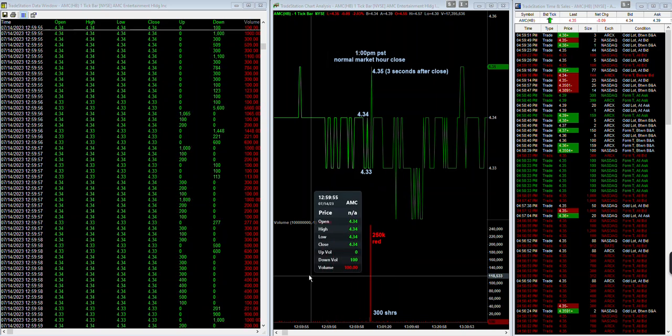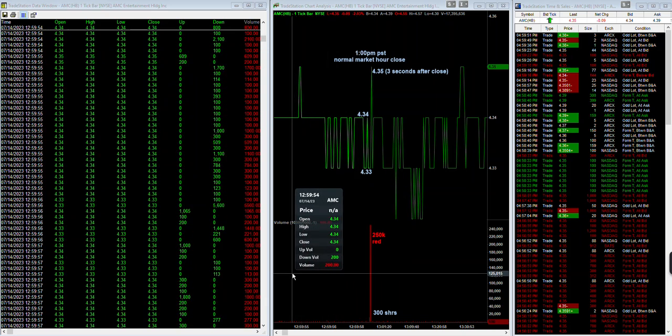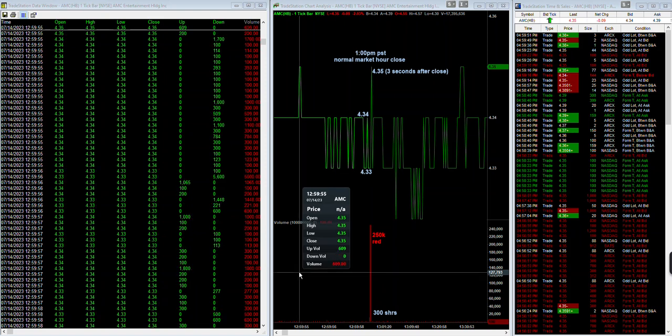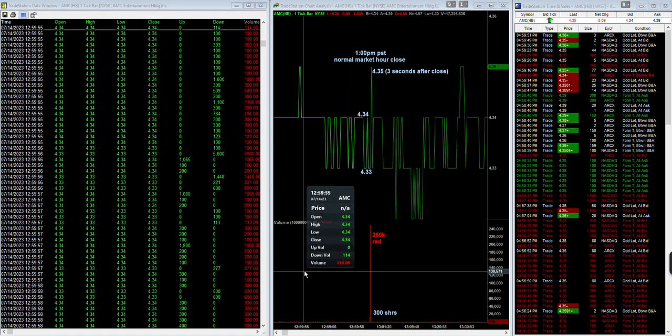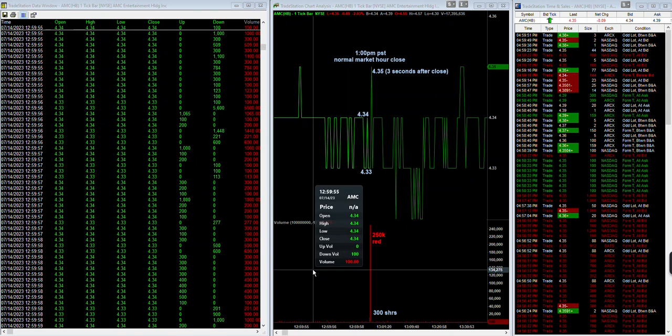Okay, so you can see the hover there, right there, right there. You can see 12:59:55. So we've got 5 seconds moving into the close, and you can see the green line above. That represents the price with each tick that's represented here.